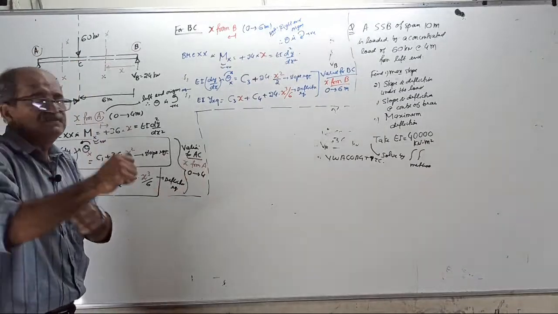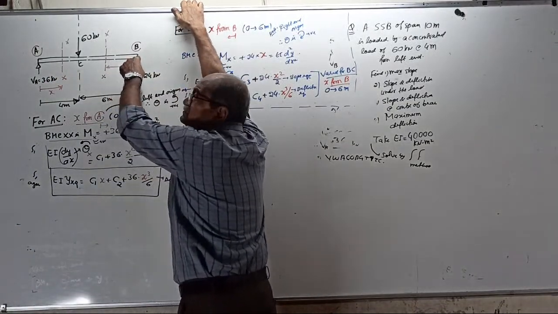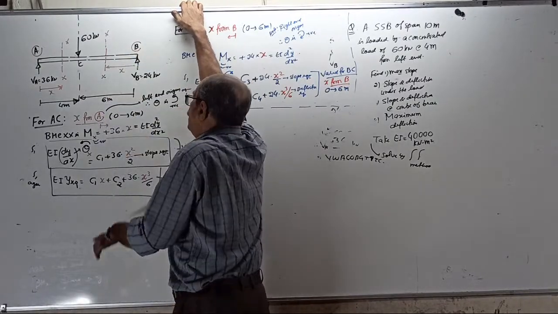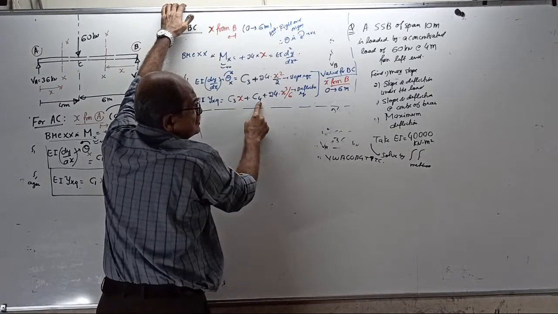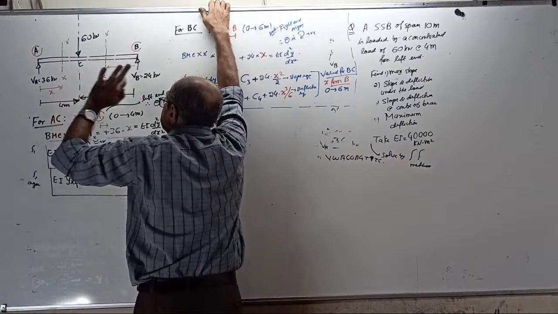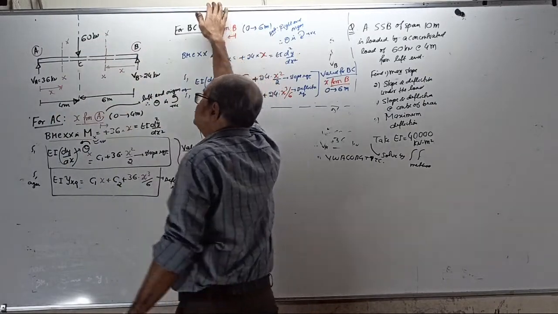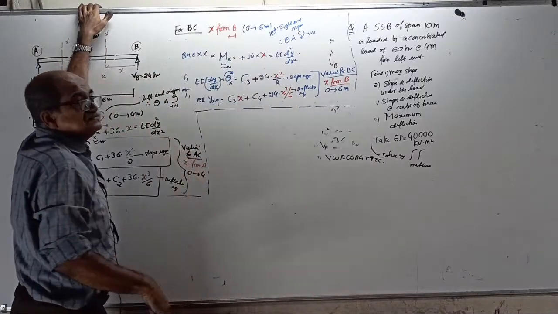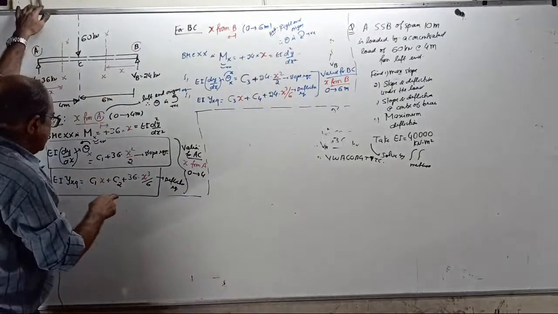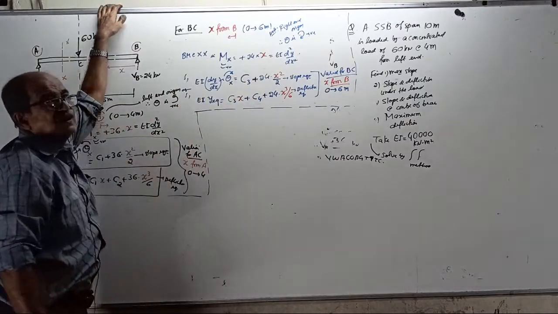Now, change. Go to this side. Substitute what? Y equal to 0 for x equal to 0. You get your C4 equal to 0. Then, that's all. Substitute x equal to 6 meter. Find once again slope at C and deflection at C by this side. Then the unknowns are C2 which is 0, C1 from here and C3 from here.